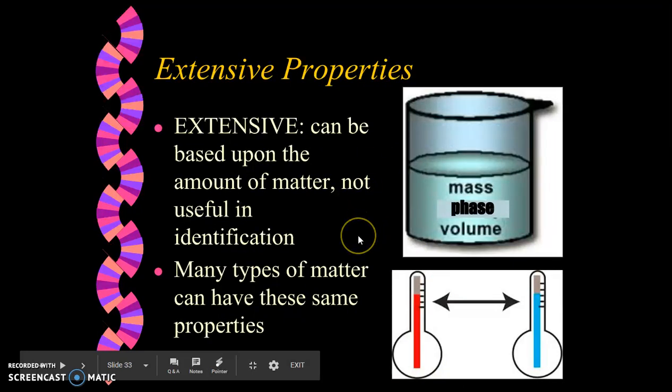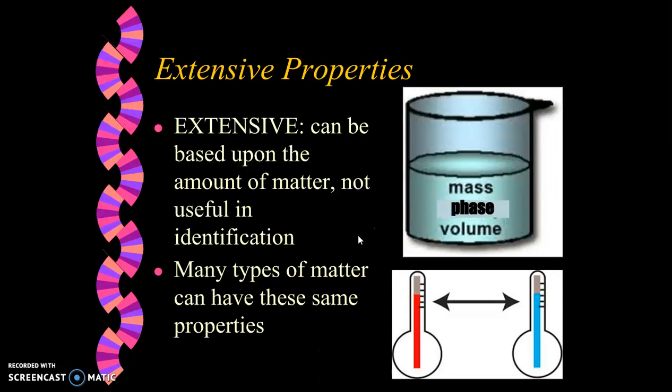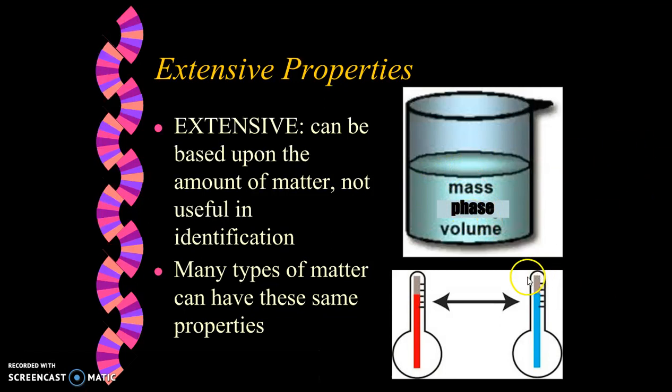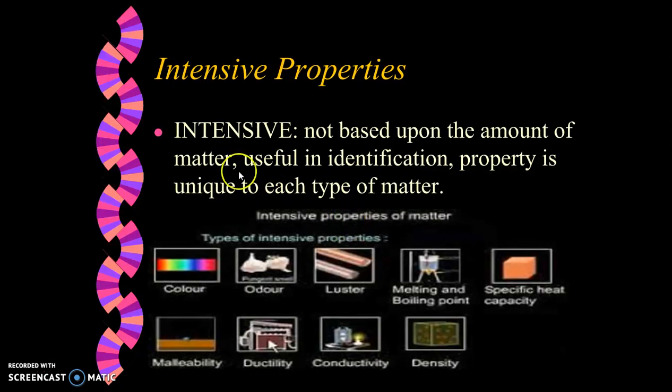Extensive properties, these are based upon the amount of matter. They're not really useful in the identification. I just have this much. I have this much volume. Many types of matter can have the same properties. They're both the same temperature. They're both the same, like here's the mass and volume and the phase. All of the stuff in here is going to have the same mass, the same volume. Those are extensive properties. They are just based upon the amount of matter that you have.